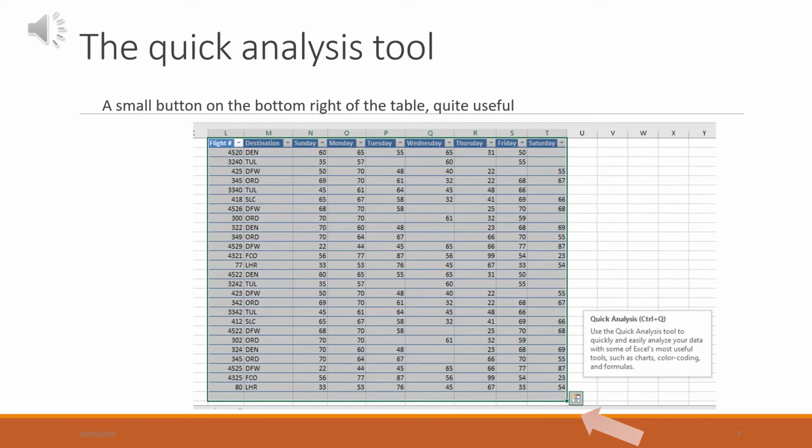When you select the table, on the bottom right corner, you can see a small button, rather useful. It's called the Quick Analysis Tools. In the next slide, we will have a look at the options available.